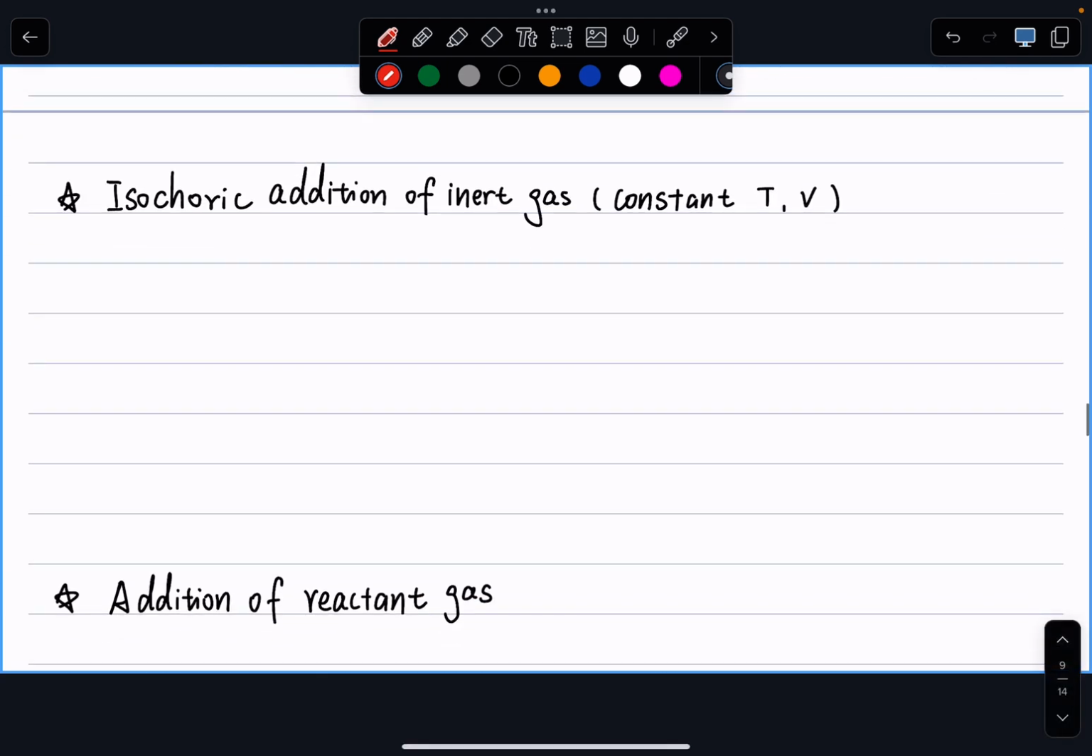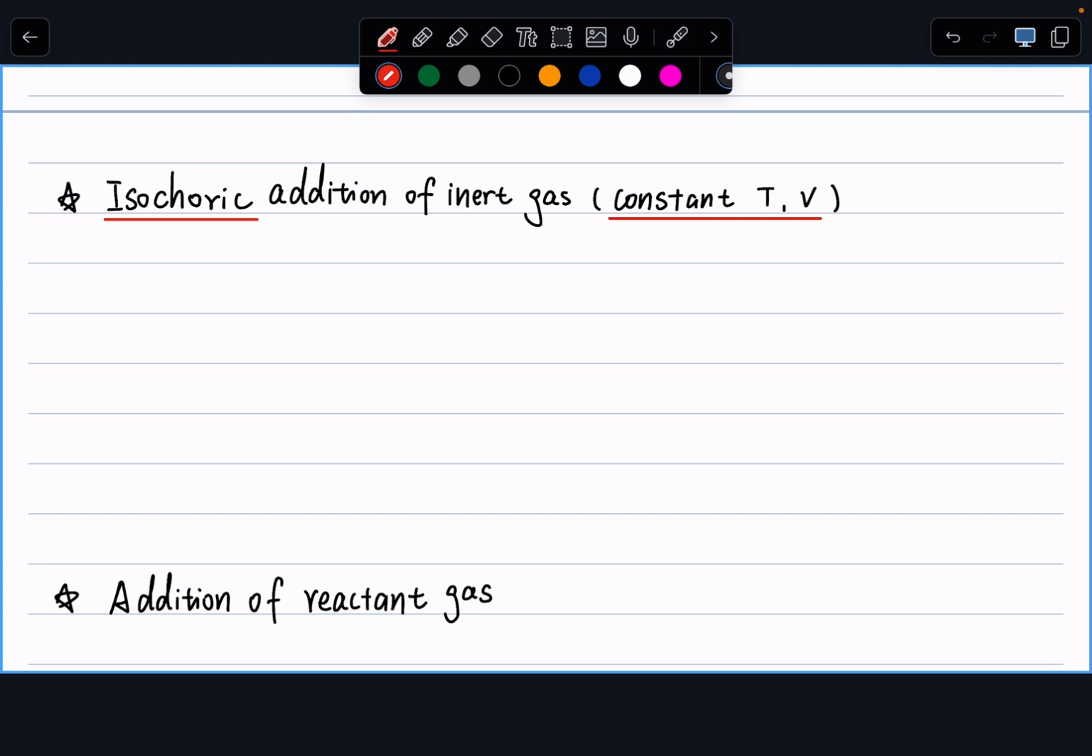Now, what about addition of inert gas or reactant gas or product gas? So in this question, again, we start with addition of inert gas. So in this part, we're setting it up as isochoric addition of inert gas so that both temperature and volume are kept constant. An inert gas means that gas does not react with anything.